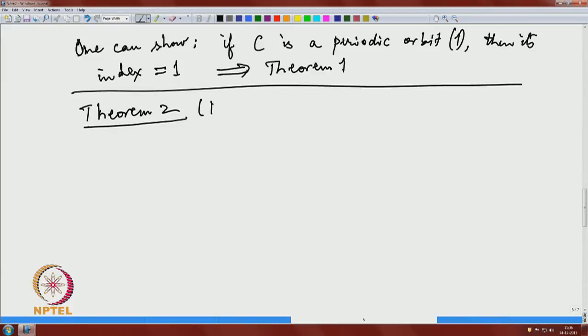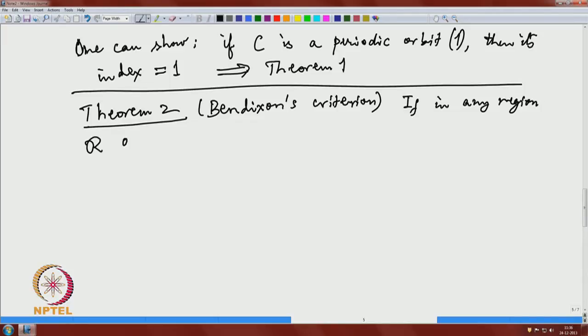So the next result, let me state it as theorem 2. Theorem 2, this is called Bendixson's criterion. Again, in some sense, it is a negative result. If in any region, I will write script R, of the phase plane, this quantity divergence of the vector field, del f by del x plus del g by del y, okay, f and g are smooth functions. So this is in 2D, this is referred to as the divergence of the vector field f g, has definite sign.